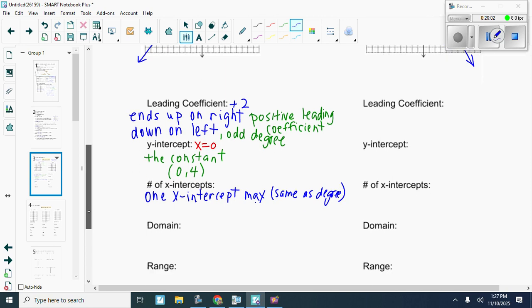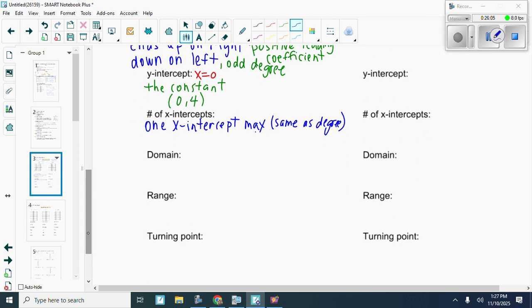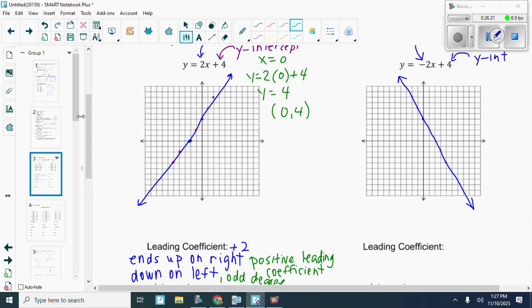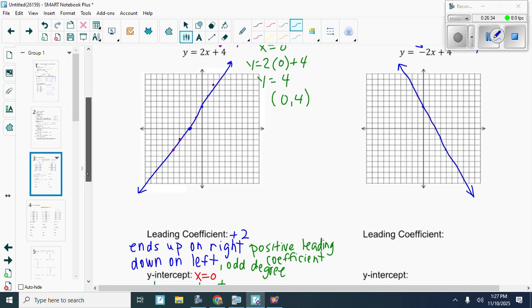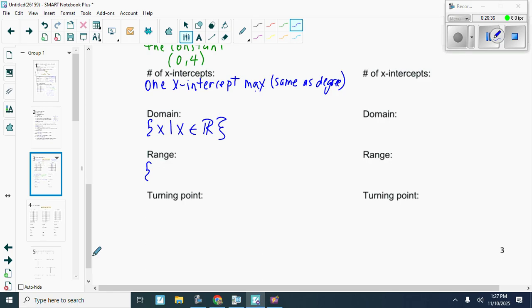Our domain for linear lines, so for degree 1 polynomials, guys, there's no restriction on x. X can be anything. So you'll always see this as the domain for degree 1. And the range, when we look at our line, is there any number that our graph will not eventually get to? No. It goes on forever, right? So it'll eventually hit all the negative y values, all the positive y values. So a linear line, guys, when you see this, just remember, there's no restrictions at all on a linear line.